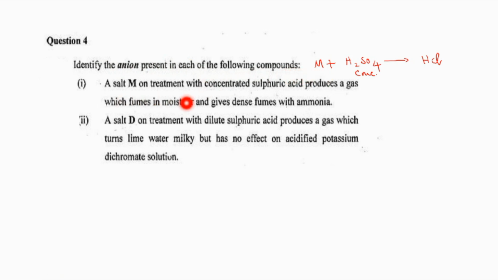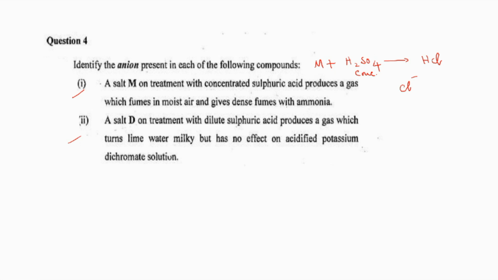A salt M on treatment with concentrated sulfuric acid produces a gas which fumes in moisture and gives dense white fumes with ammonia. By this statement itself we will know which gas it is. If it produces dense white fumes with ammonia, the gas will be hydrogen chloride. But they are asking from which salt it is produced. That will be either sodium chloride or potassium chloride, so the anion present will be chloride. Got it? Now see the next one.